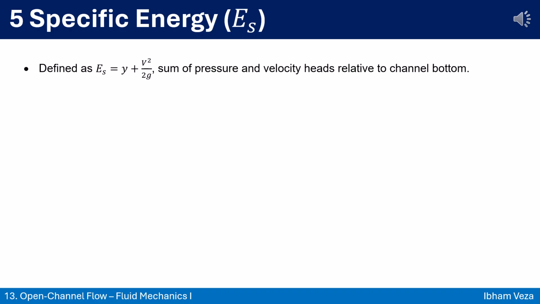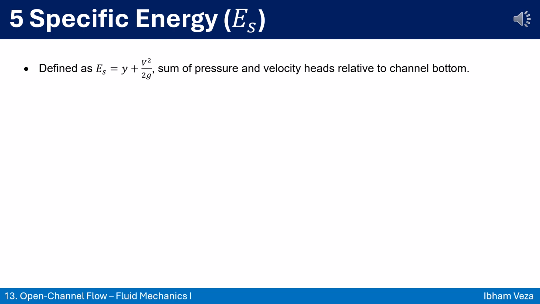Specific energy is key to understanding critical flow conditions. It helps us determine whether flow is subcritical or supercritical, and it even plays a central role in identifying the critical depth where E sub s reaches a minimum for a given discharge. This concept gives engineers a way to visualize how flow depth and velocity interact under gravity.